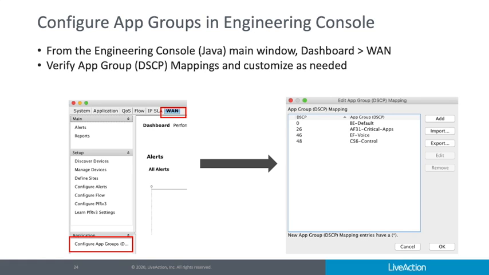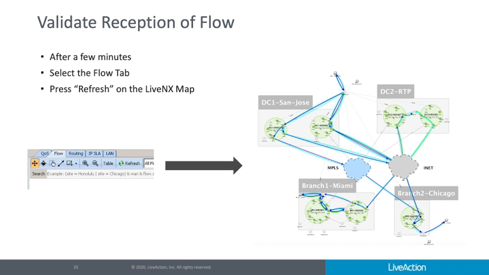Also, adding the app group DSCP mappings is very useful for bandwidth tracking or understanding the DSCP markings across your site. All you need to do is go to the dashboard within the engineering console, and under the WAN, you'll be able to set your DSCP mappings. Once you have NetFlow configured, you will be able to visually see all the flow data that the LiveNX collector is receiving. One of the cool things about LiveNX is that it maps the flows to the site, so you can see how your SD-WAN traffic is flowing through the environment.